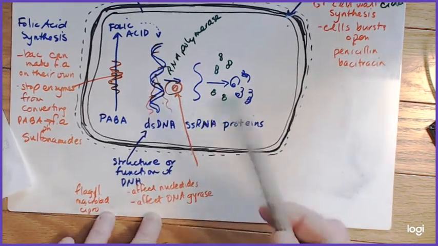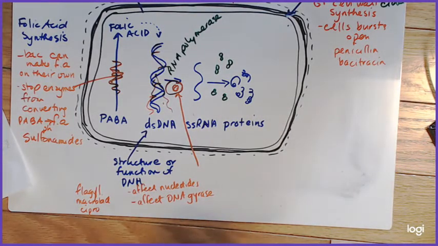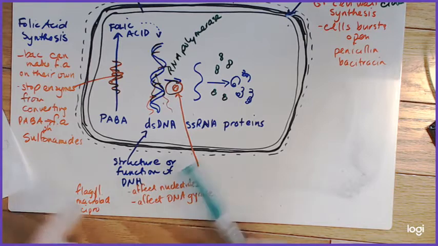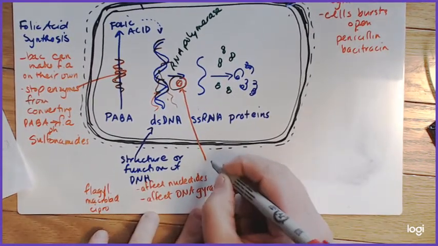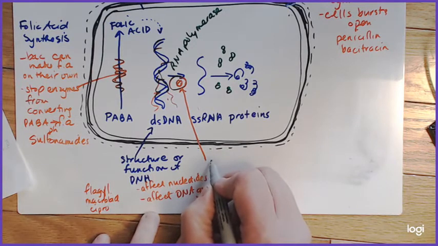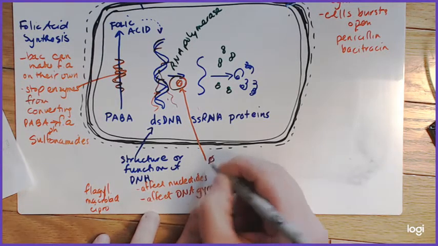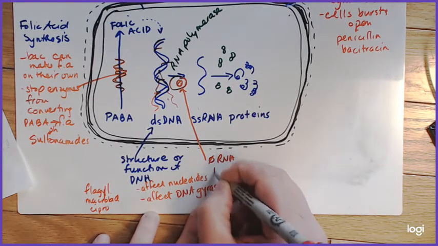So if you've ever been prescribed something like rifampin, that's an antibiotic that's going to make this guy not work. So we're going to stop or prevent, let's put, stop RNA polymerase.